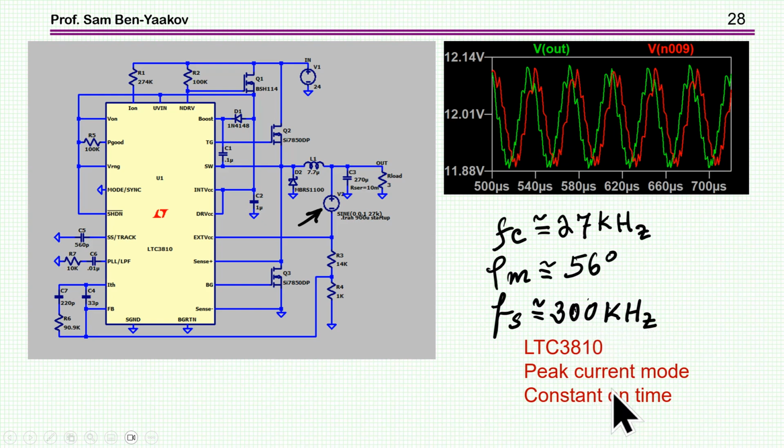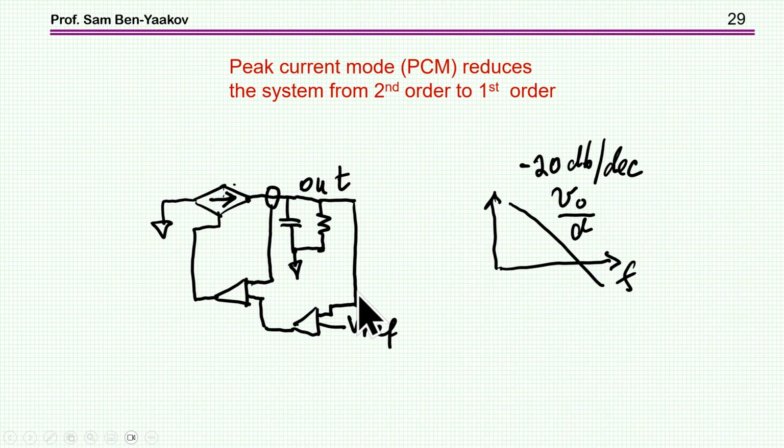Since it is a constant on time, during transient, the frequency might change. But on the average, we have a switching frequency which is similar to the one which we just discussed for the voltage mode converter. The phase margin here is 56 degrees and the crossover frequency 27. So we can say that the two systems have just about the same crossover and just about the same phase margin. Now, if we have a current mode, then we have an extra loop here, which is in fact reducing the order of the system.